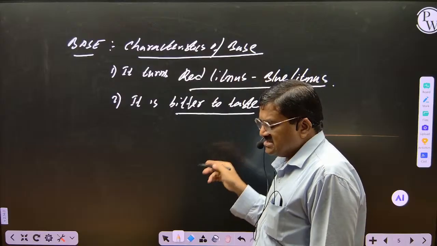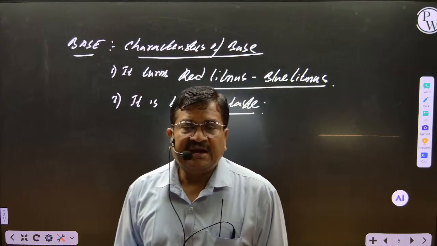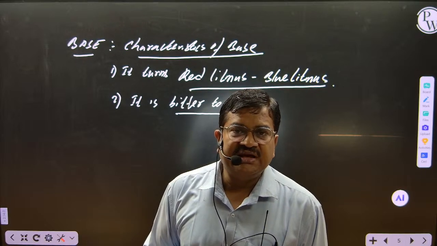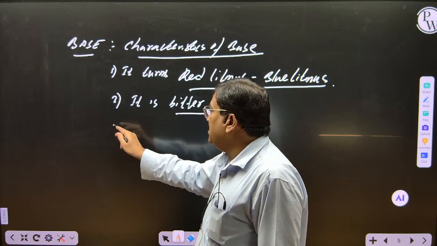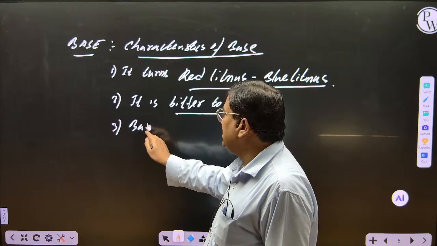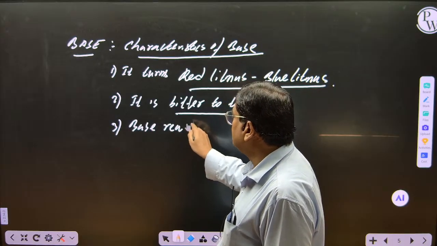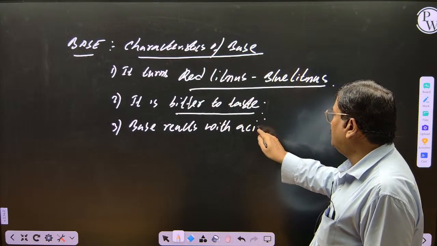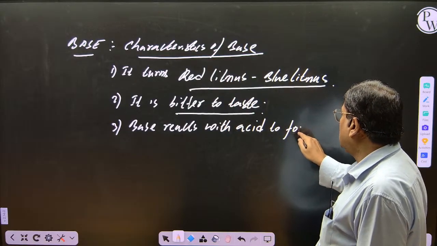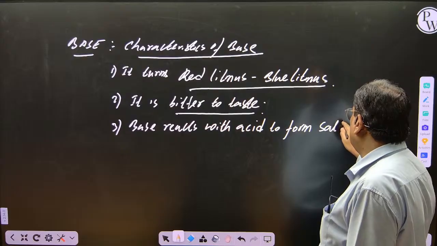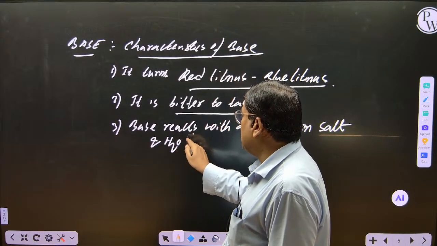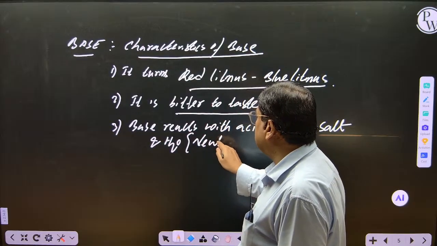And same as acid, how is base reacting? Base can react with whom? Acid. Same process, neutralization. Just like acid, base reacts with acid to form what and water? Salt and water. And what is that process we are calling? Neutralization. Same as in acid.